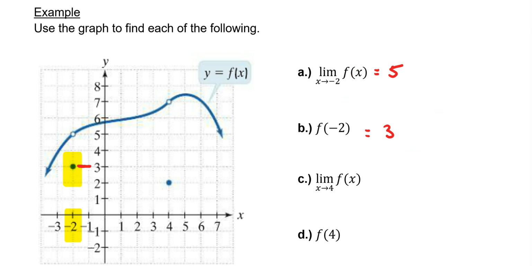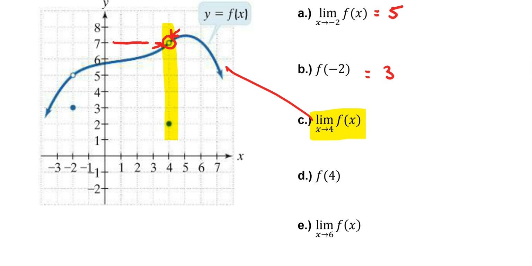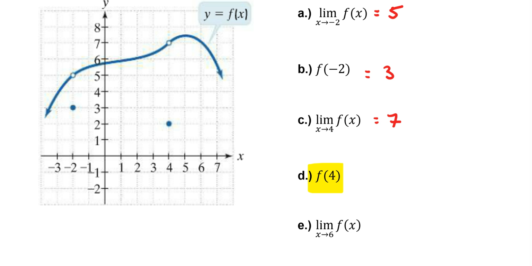For the next one, we have the limit as x approaches 4. So x is approaching 4. We're going to go vertical, find the curve. So we can see it's pretty similar to the one that we just saw a second ago with a hole in the curve and then a filled in circle. So the limit as we approach from the left and from the right is going to be approaching this hole, which has a y value of 7. And then f of 4 is going to be the filled in circle, which is a y value of 2.